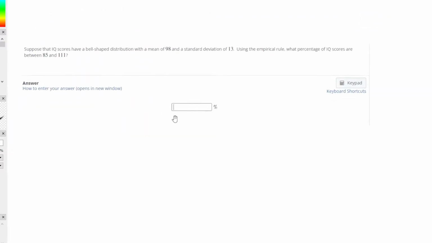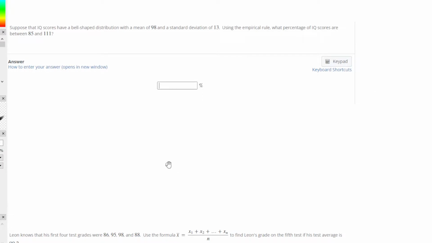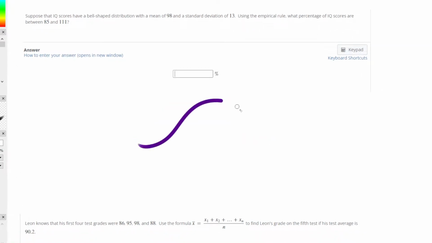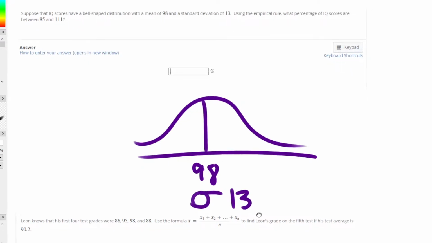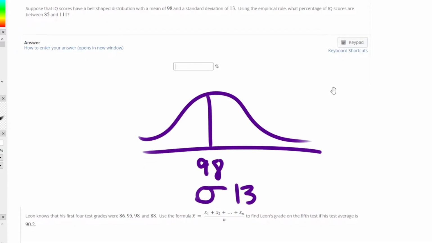This next one is another empirical rule question where our mean is 98, and we have a standard deviation of 13. We want to use the empirical rule to find what percentage of IQ scores are between 85 and 111. If you take 98 and minus 13 from it, you get 85. So that's 1 standard deviation away.